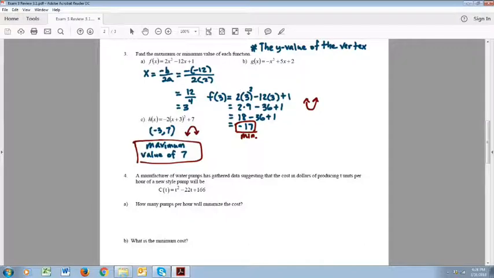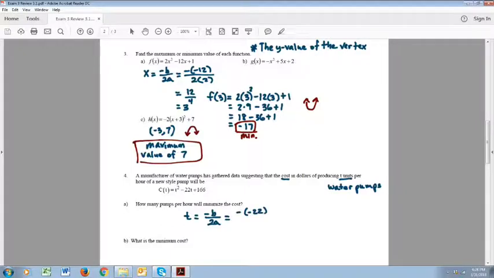So it says how many pumps per hour will minimize the cost. Usually we use x equals negative b over 2a to find the vertex. And by the way, this is a parabola that opens up, so we would expect to find a minimum here. Let's go ahead and instead of x, we'll use t here. So t equals negative b over 2a. If you put x, it would not be a problem, but keep in mind here your input is really t.